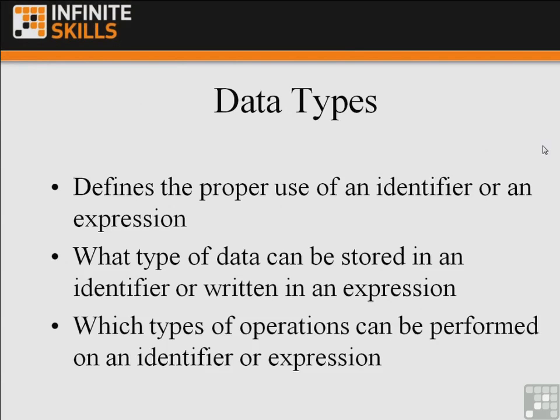Data types also help us decide what types of operations can be performed on an identifier or an expression. So for example, with a numeric data type, we can perform the standard arithmetic operations. Just like with strings, Java has a set of operations that are defined that can be performed on strings, but not on other types of data.